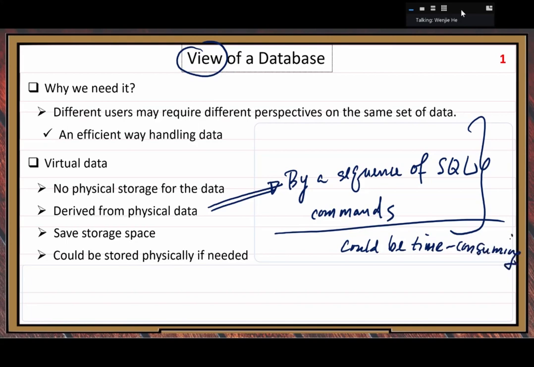Could be time consuming, yeah? Takes a lot of time, yeah? Because your data amount is so large, complex operations, yeah? Your users need to wait relatively long time for the result, right?